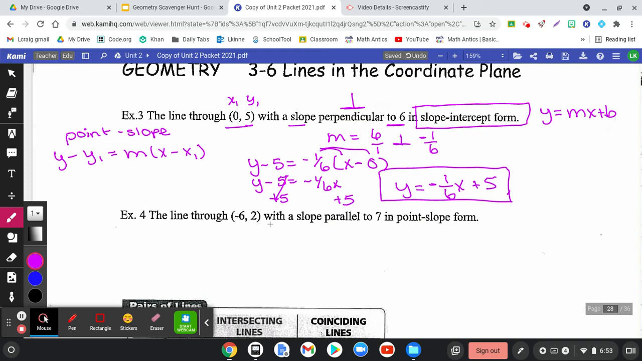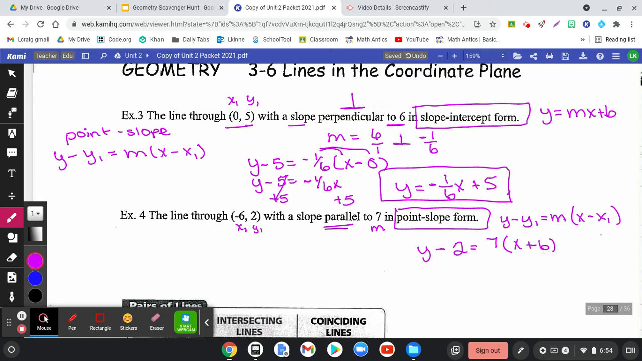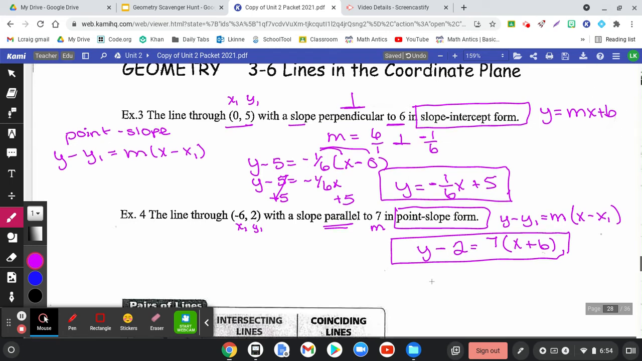All right, the line through negative 6, 2 with a slope parallel to 7 in point slope form. All right, again, point slope form. Y minus the y value in your point equals the slope times x minus the x value in your point. Here's x1, y1. Parallel to 7, so it's going to be the same slope. So y minus 2 equals 7 times x minus negative 6, which we'll write as x plus 6. And you're done. If it said change it to slope-intercept form, then you'd solve for y, but you're done.